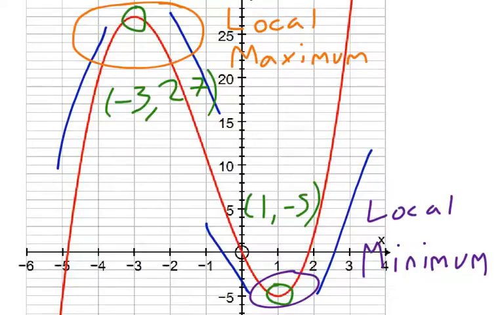Strictly speaking, we should always include the word local in these definitions, but sometimes it gets dropped when we talk about maximums and minimums. They are both types of turning points. The reason this one is called a maximum is because it is the highest point in the area around it. So if you look within the orange oval, it's the highest point within that. So that's why it's a local maximum. For the purple one, the minimum down here, within the purple circle, it is the lowest point, so it is the minimum value within the local vicinity.